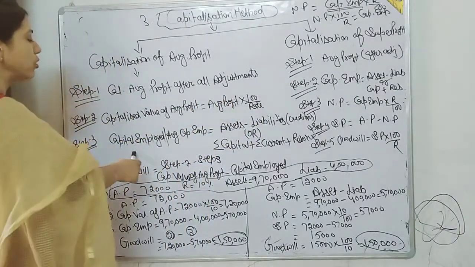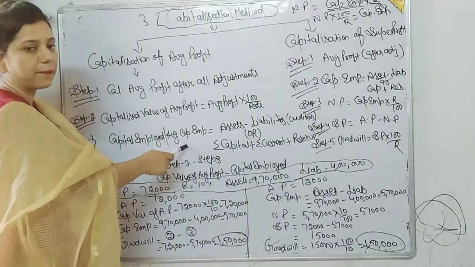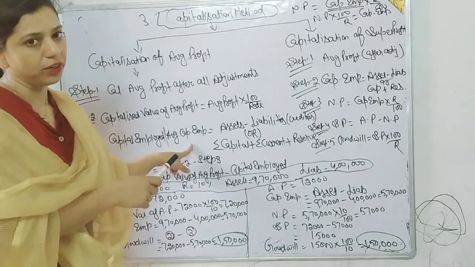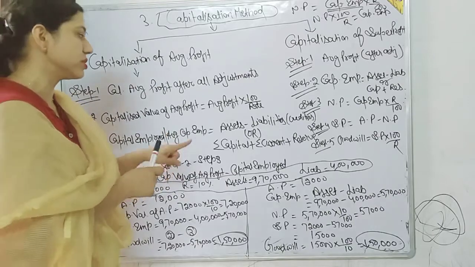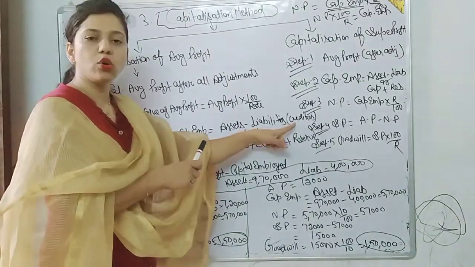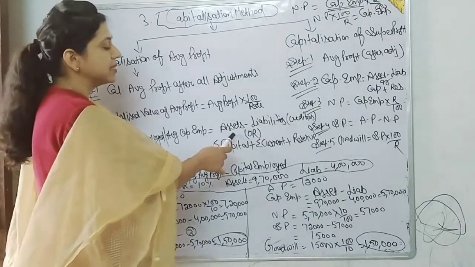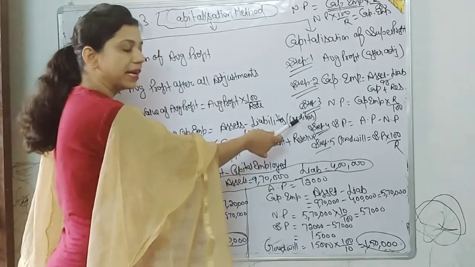Third step is to calculate capital employed. It is also called average capital employed. If it is given in the question, then well and good. If it is not given in the question, then there can be two situations. Assets and liabilities are given. Liabilities are also called creditors. So how can we calculate capital employed? Assets minus liabilities, or assets minus creditors.